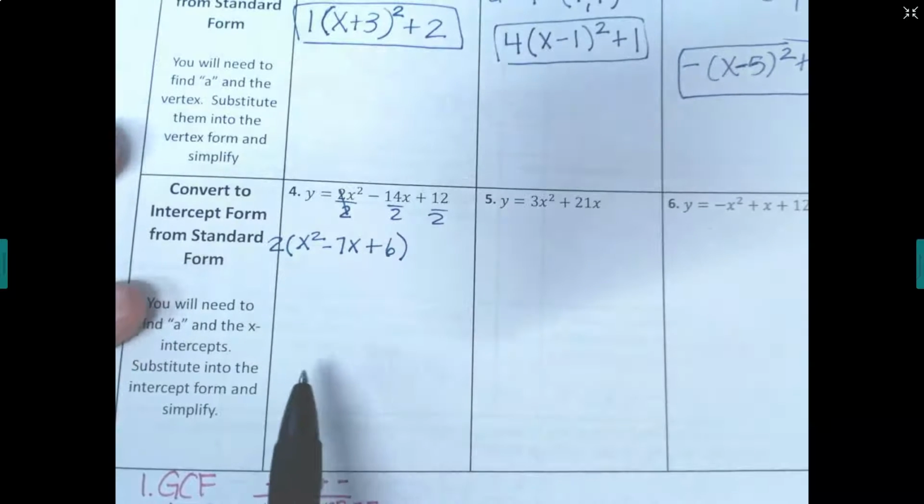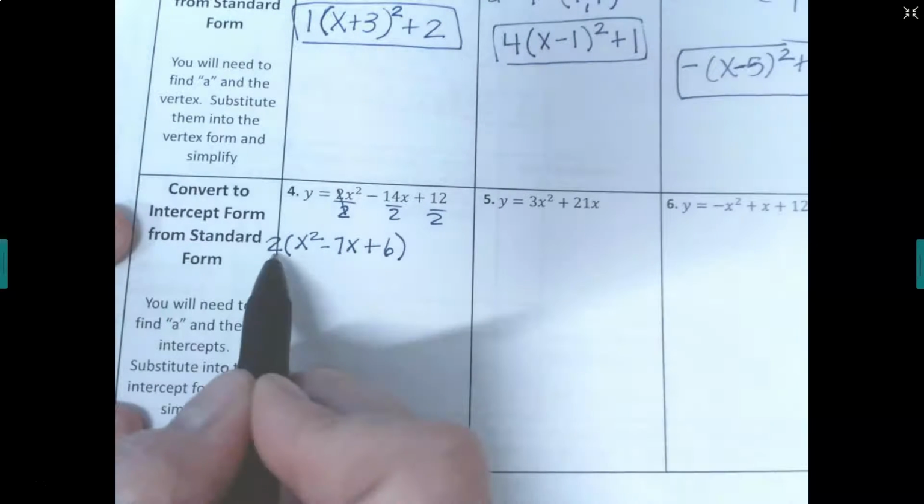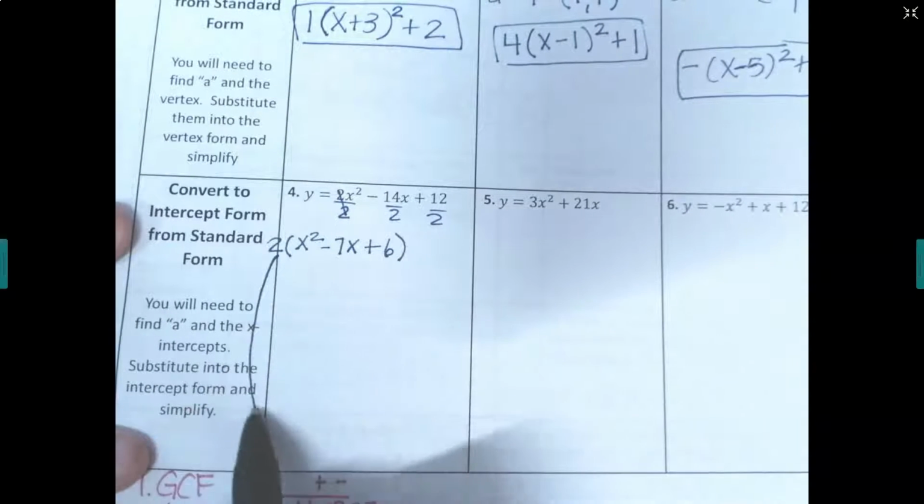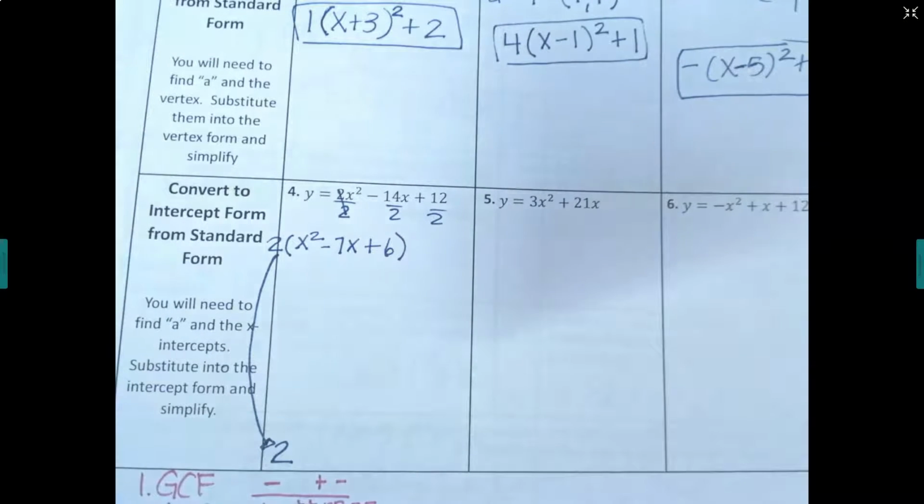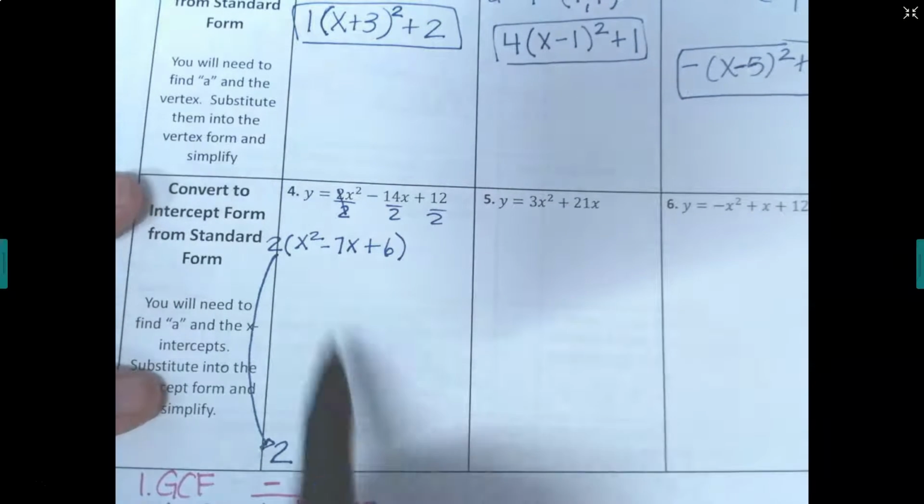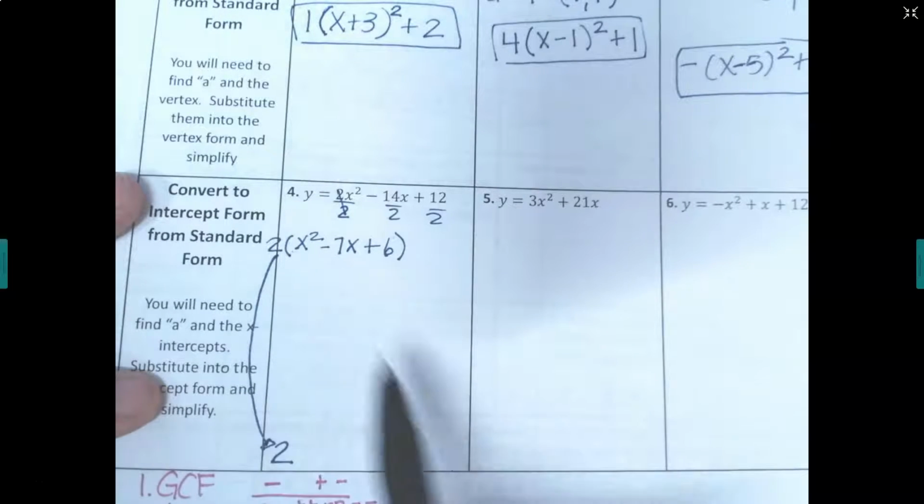Okay. Once we've done that, we need to have this GCF that we took out be part of our answer. I'm going to take it and write it down here so I don't forget about it, and I don't have to keep up with it along the way. And now I'm only going to focus on this trinomial.